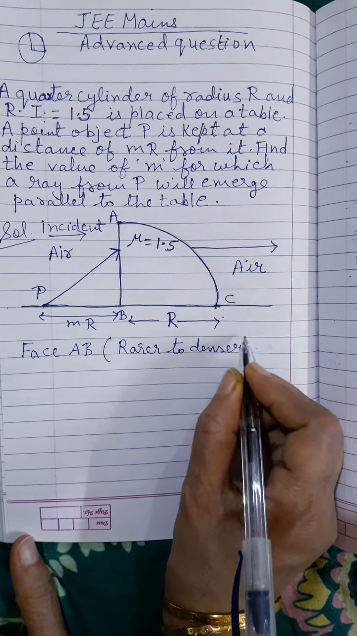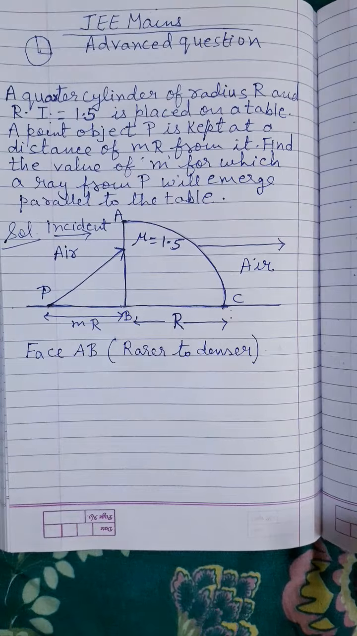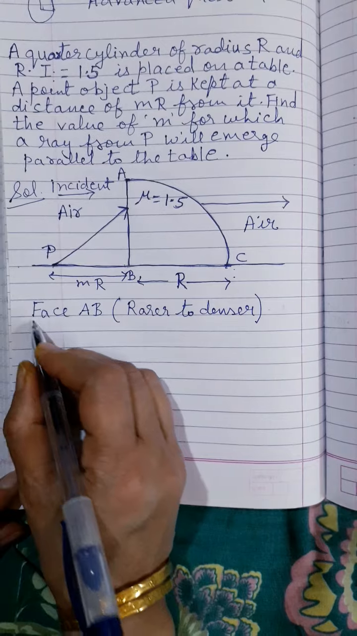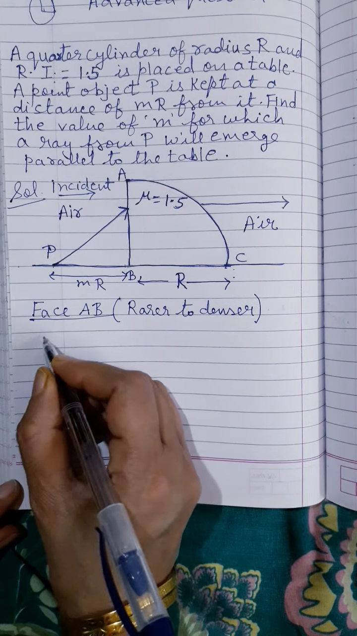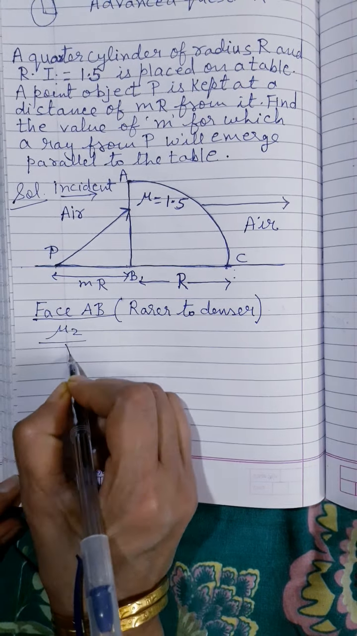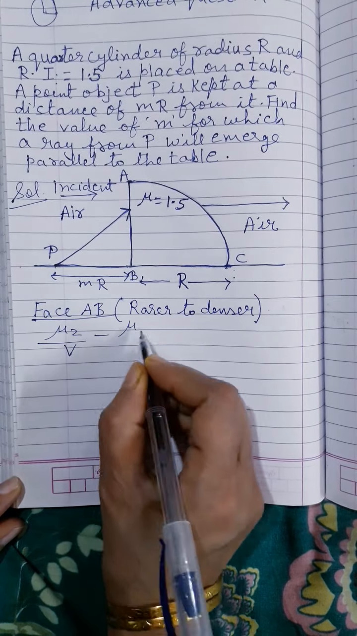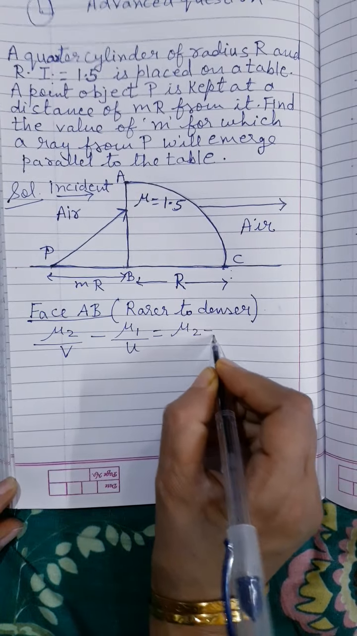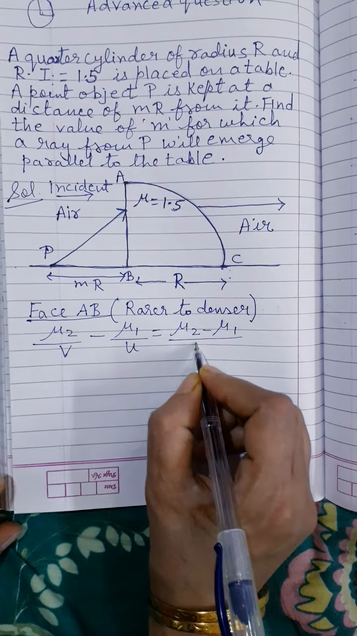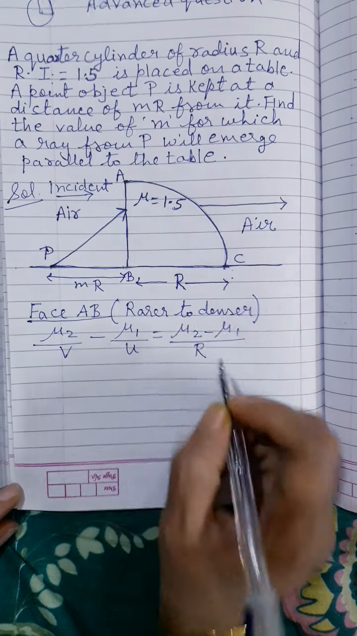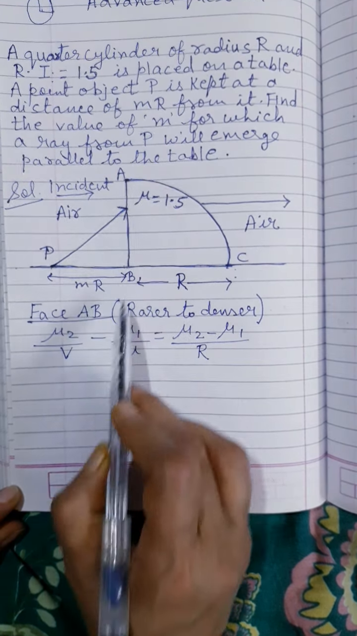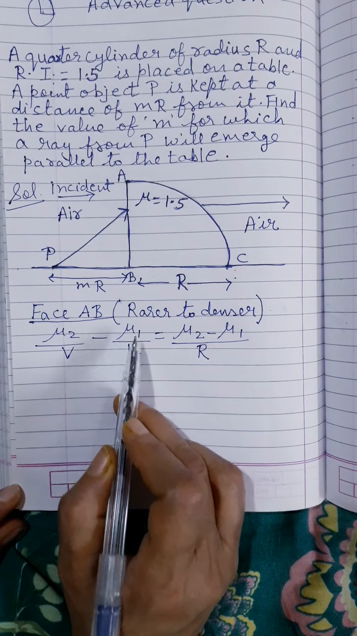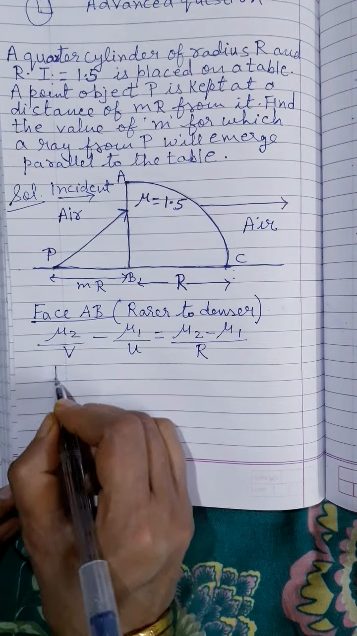and we know that for refraction at a single spherical surface, there is the formula which is given by mu2 upon V minus mu1 upon U equals to mu2 minus mu1 upon R. This is the formula for refraction at a single spherical surface. So we will use this for face AB. Mu2 is the refractive index of denser medium, mu1 is for rarer medium. So the denser medium refractive index is 1.5.